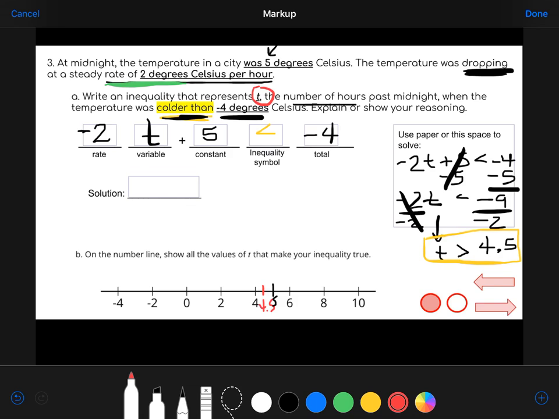Because it's greater than, I know my circle will be open. And then I see that the inequality symbol is facing towards the right. So I want to represent all of the numbers that are larger than 4.5. So that's everything to the right of that point on the number line. So here on my number line, I now see t is greater than 4.5.